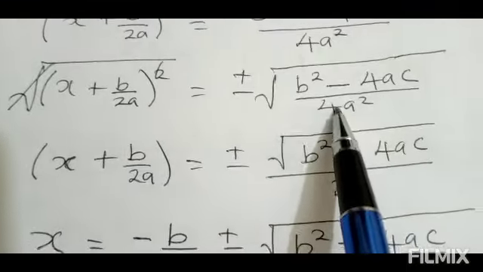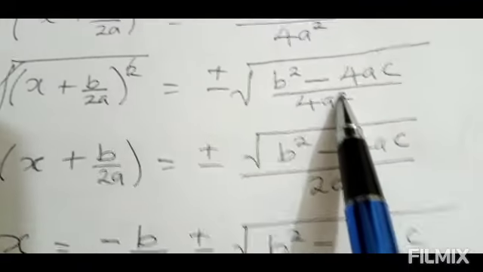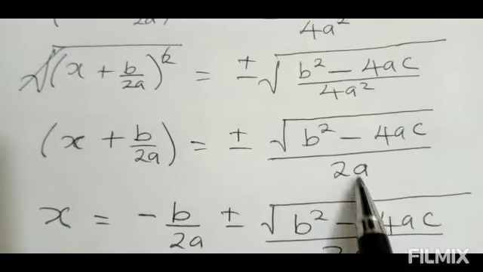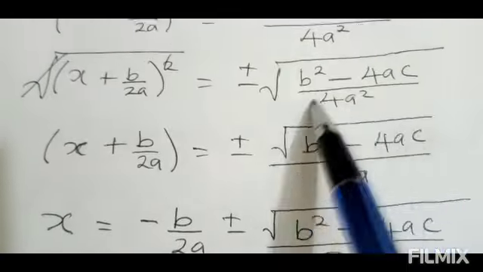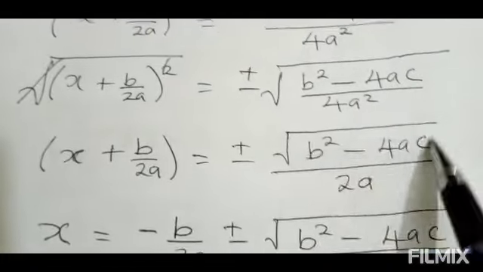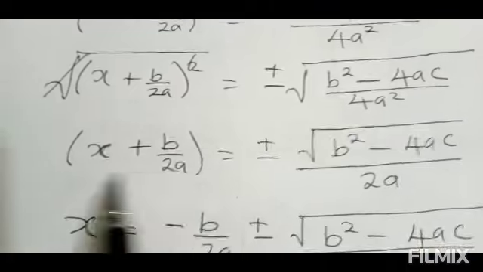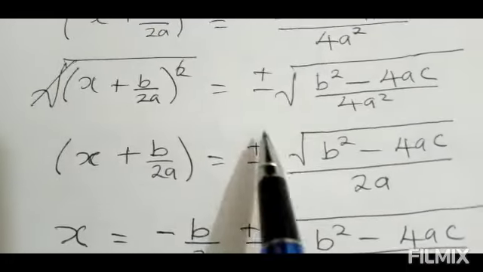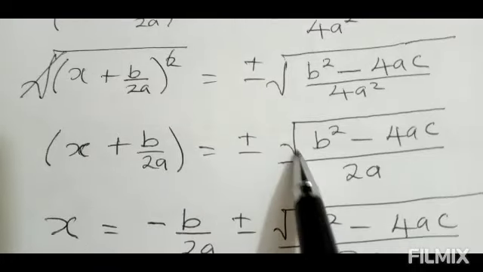Now the square root of 4, we know it is 2, and the square root of a squared is a, okay? So we have simplified the bottom part. We have taken the square root of this part. This one, of course, we don't know what the square root is. So we remain with x plus b over 2a is equal to plus or minus the square root of b squared minus 4ac over 2a.